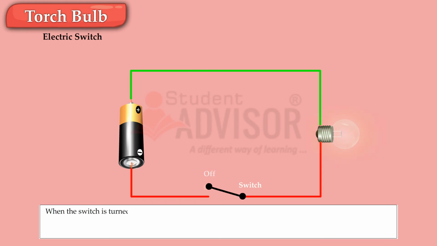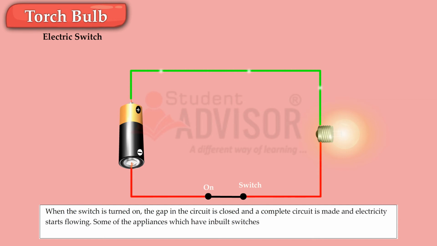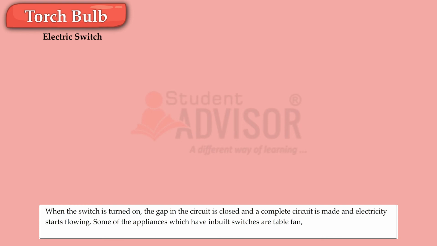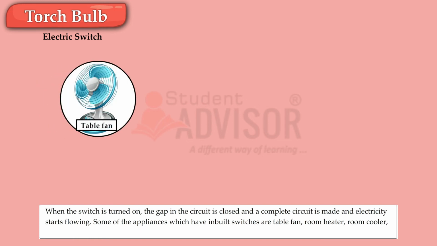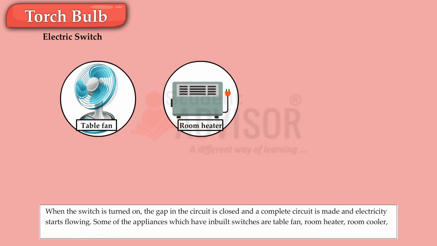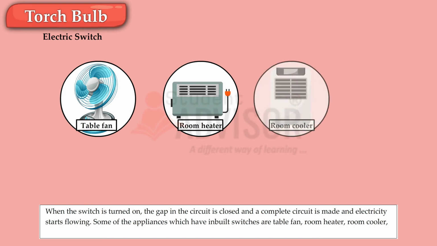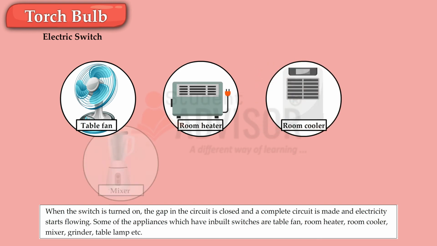When the switch is turned on, the gap in the circuit is closed and a complete circuit is made and electricity starts flowing. Some of the appliances which have inbuilt switches are table fan, room heater, room cooler, mixer, grinder, table lamp, etc.